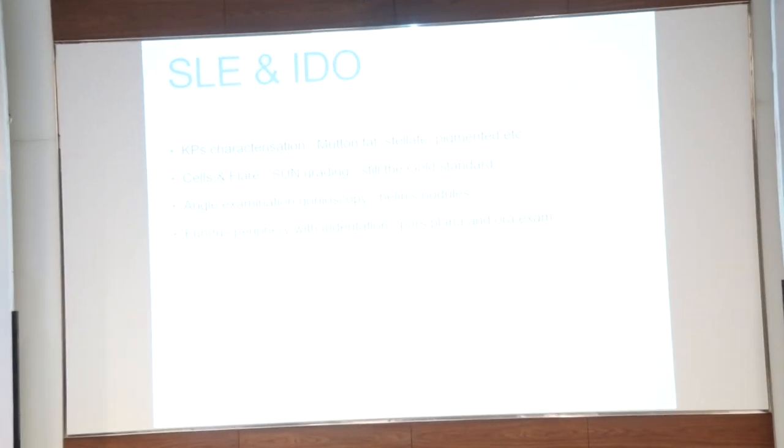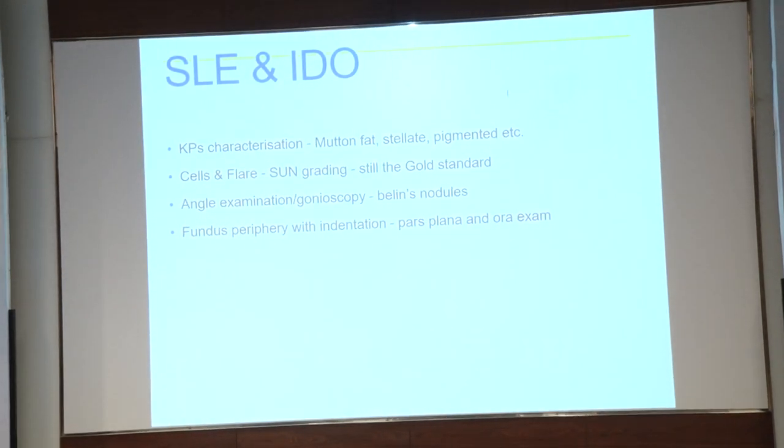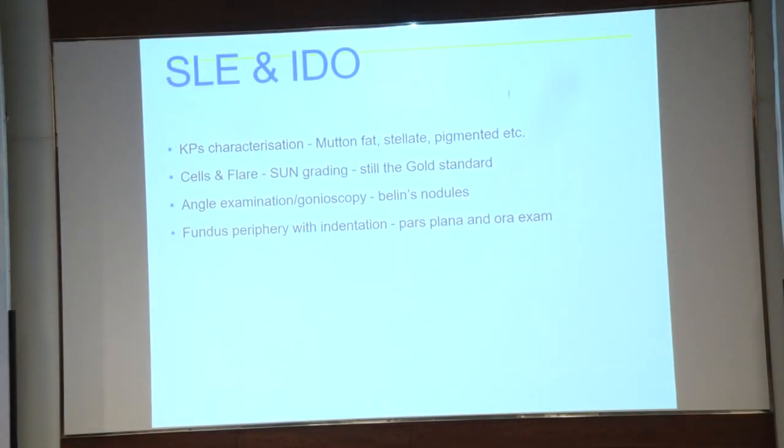Slit lamp examination and indirect ophthalmoscopy is the beginning of the uveitis case workup, where the detailed examination of the cornea, the characterization of KPs, whether they are mutton fat, stellate, pigmented, gives away a lot about the diagnosis. Cells and flare, the SUN grading classification, still forms the gold standard in a uveitis workup. Angle examination using gonioscopy and fundus periphery with indentation gives you a detailed view of the posterior segment pathologies.